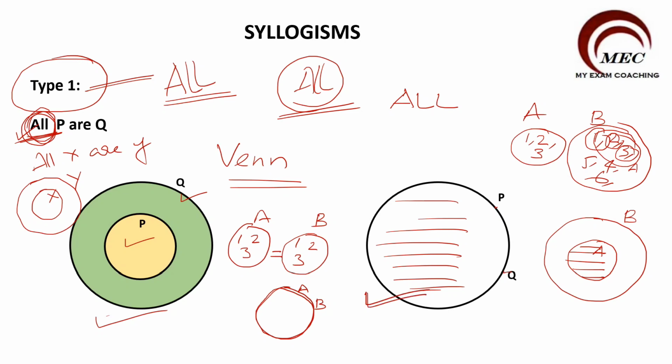So this is type 1 of syllogism. The word all is very, very important. I hope you understood it. Now let us go to the second type.